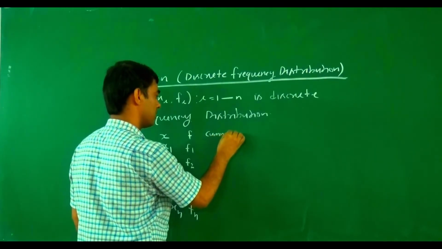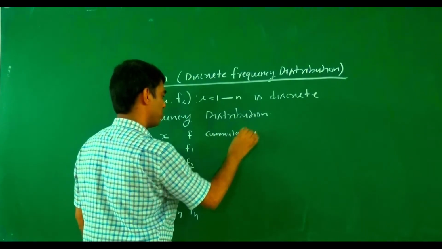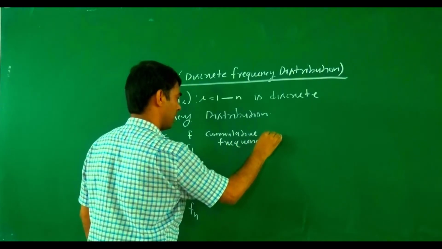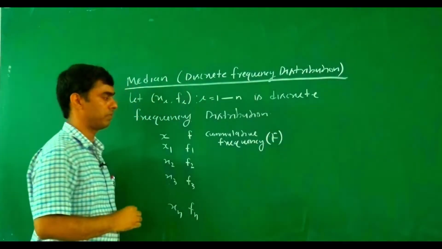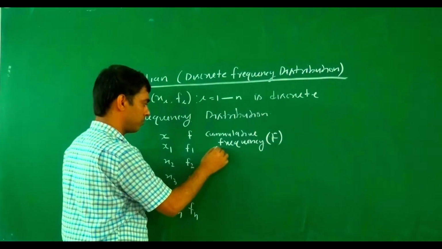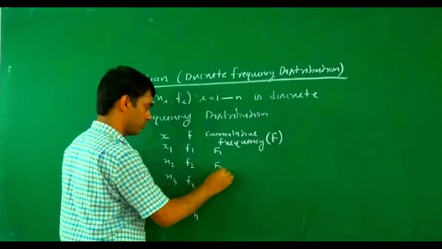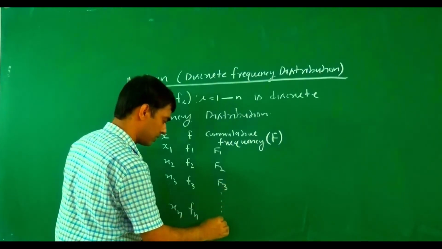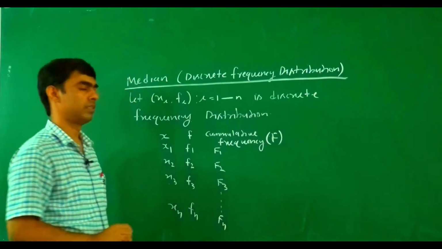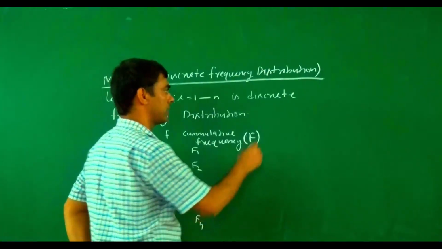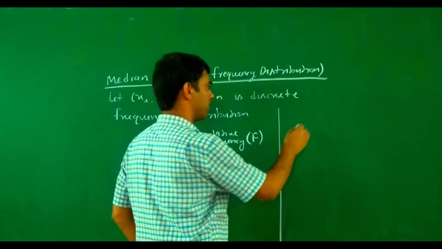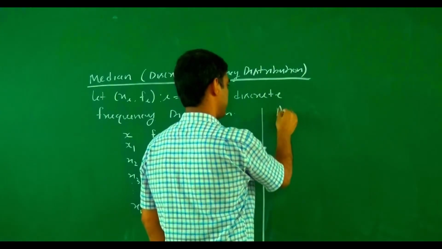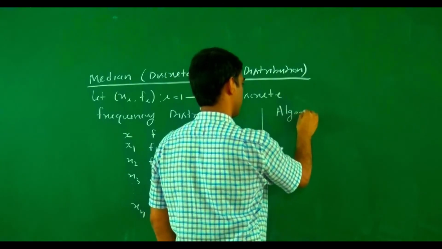Now we find the cumulative frequency here, denoted by capital F. So this is F1, this is F2, this is F3, and the last one is Fn. First, what is the procedure? We write the steps in terms of an algorithm.